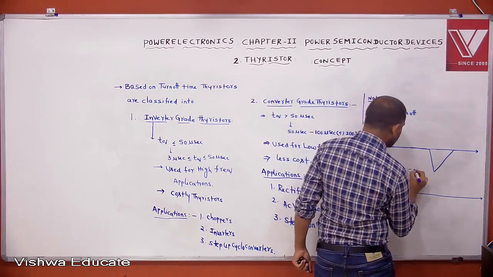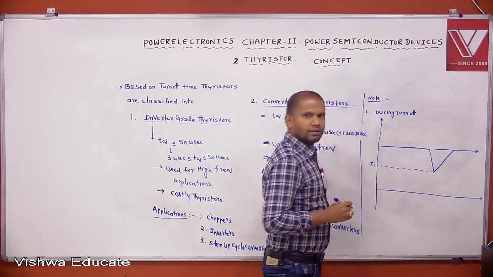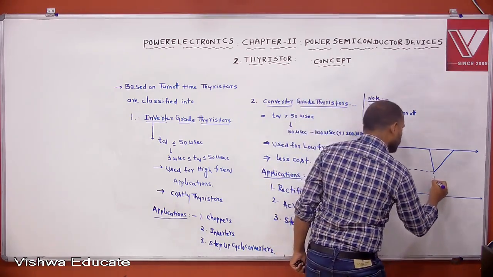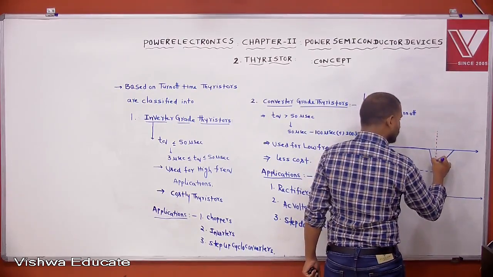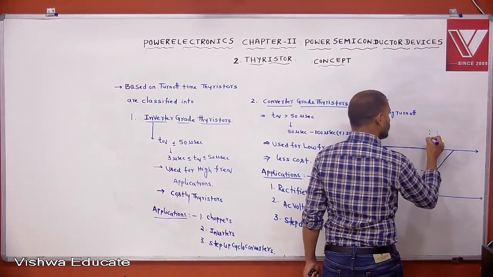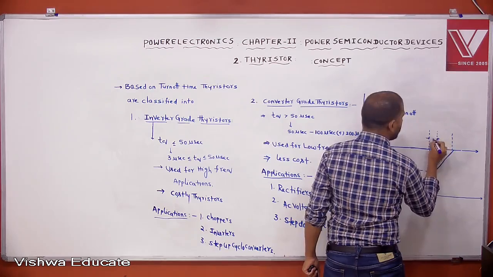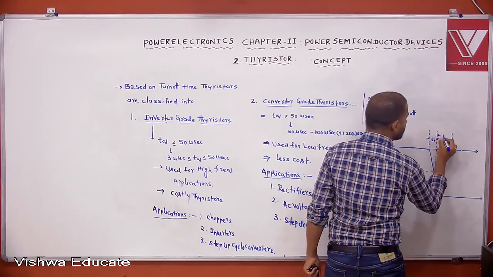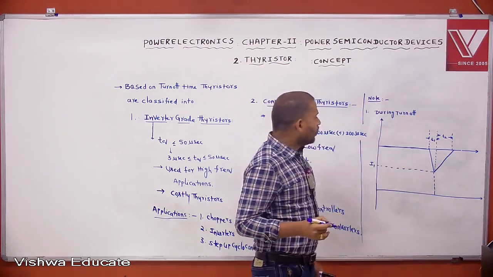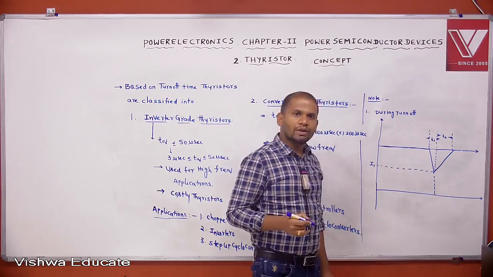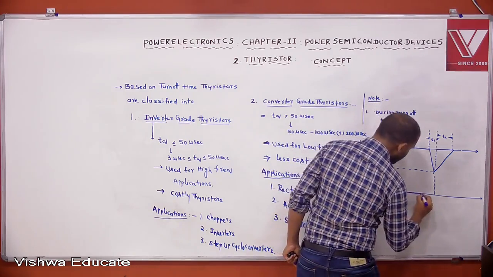Let this current be I1. Let this time be T1 and this time be T2. And the voltage across the thyristor during turn off is given like this.